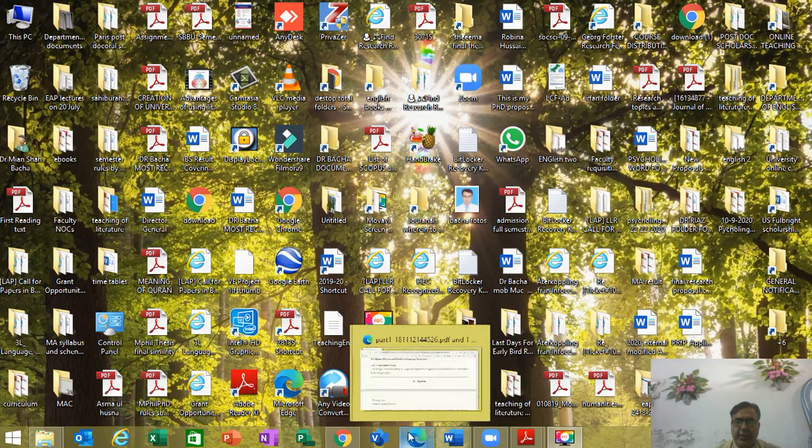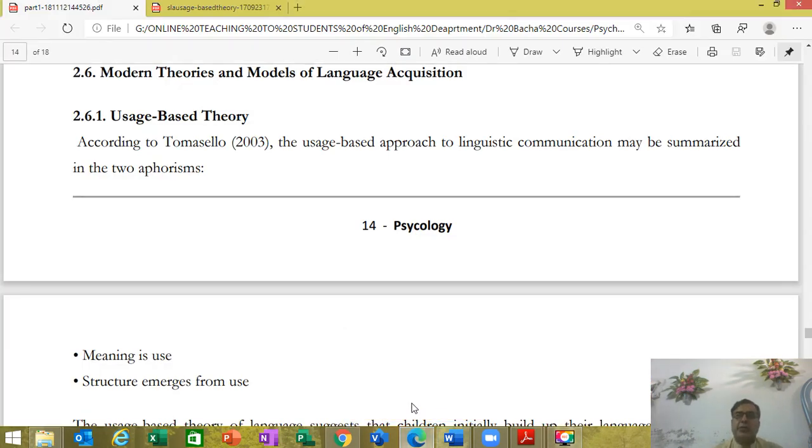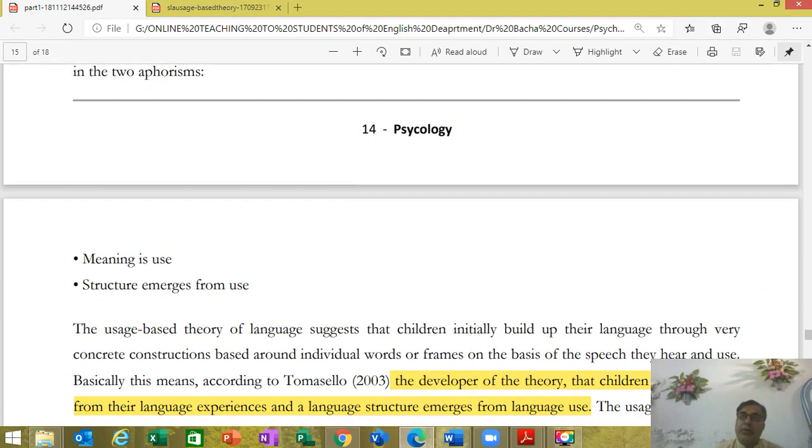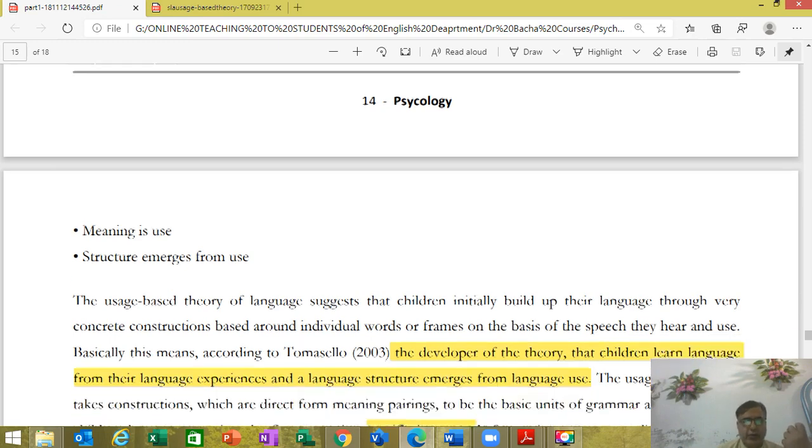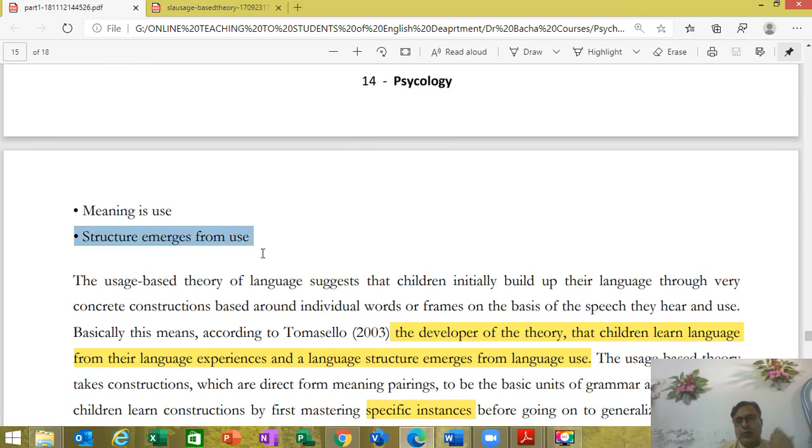Okay, my dear students, I'm going to talk about a very important lecture today. I'm going to talk about the usage-based theory, all right? And mostly, according to Thomas, the usage-based theory to linguistic communication may be summarized into an aphorism: meaning is use, and structure emerges from use.